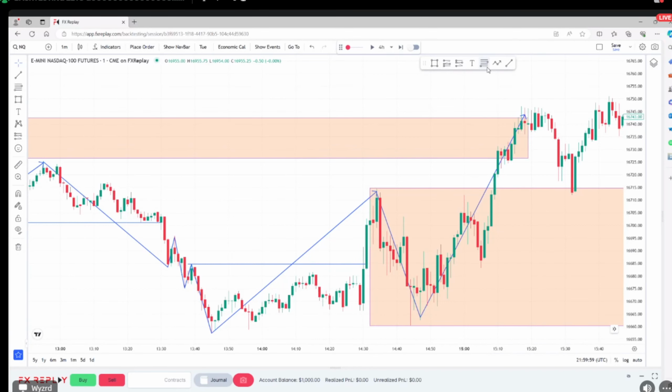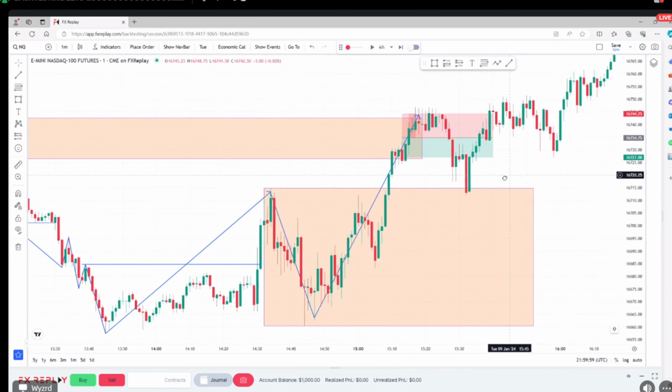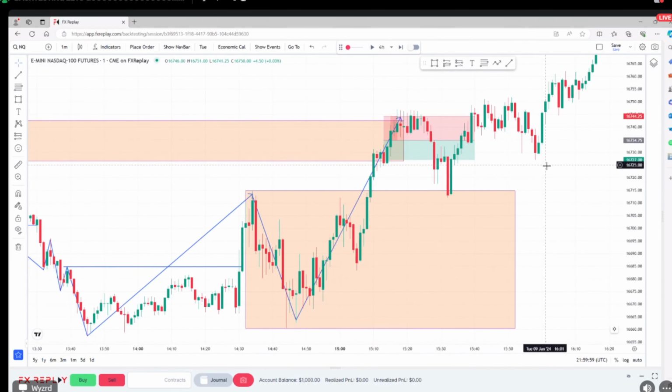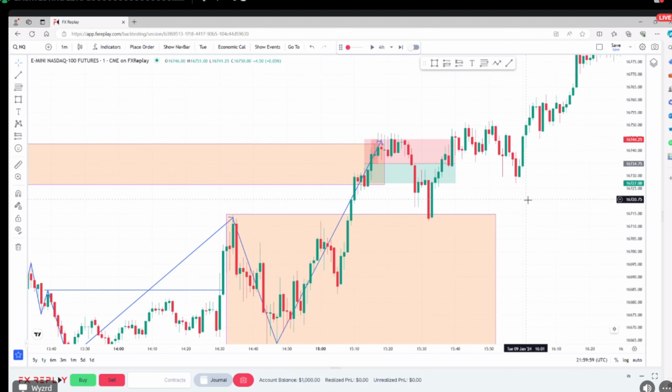So this would be your loss. This would be a loss. That'd be your close above. But then it brings us right back into this zone. You still get your reaction, but you get your close above. So that's how that day would end.